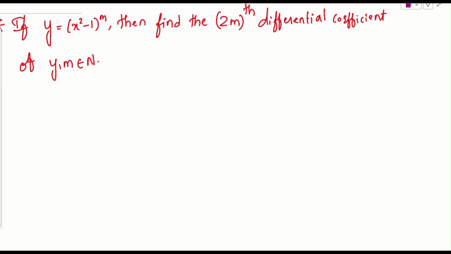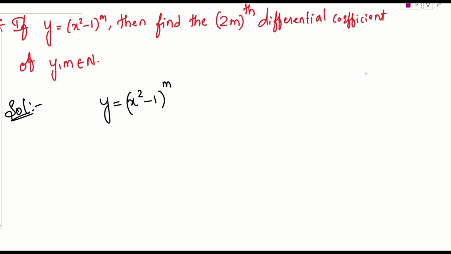Let us see what was the question given here. If you look into the problem clearly, what is this y? Let me show you. We have y, which is nothing but (x² − 1)^m. Okay, m is some number. Agree? Then we need to find the 2mth differential coefficient.